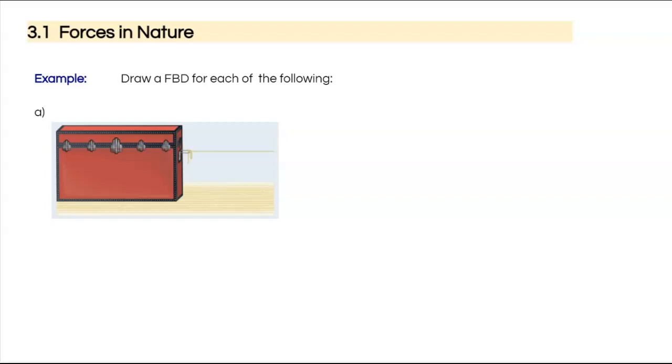And so we have a box. It looks like it is being pulled by a rope in this direction towards the right. So pause the video, try to draw out a free body diagram either on your whiteboard or in your notes to represent this object, and then resume the video when you're ready.